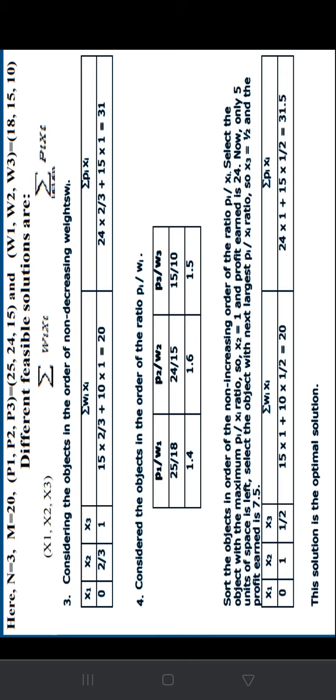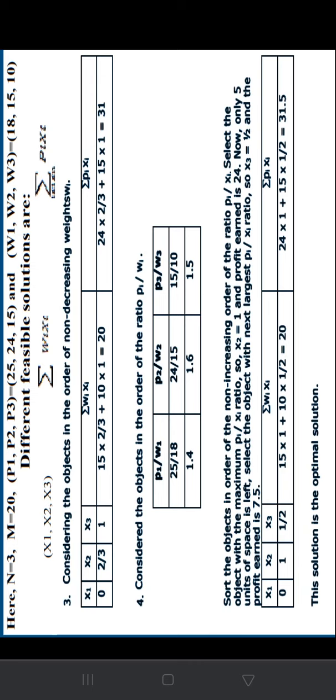And one more thing is that we are following the Pi by Wi ratio. The highest is 1.6, the second one. Then the next highest is the third object, which is 1.5. So the second object is chosen first because it has the highest Pi by Wi ratio, then the third.